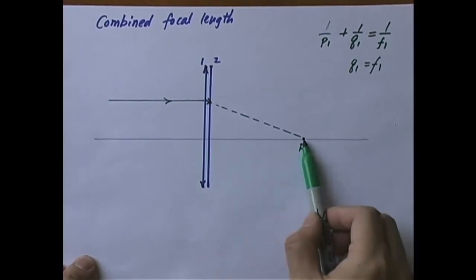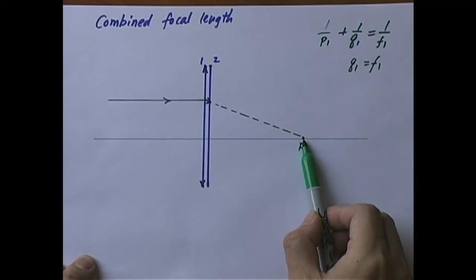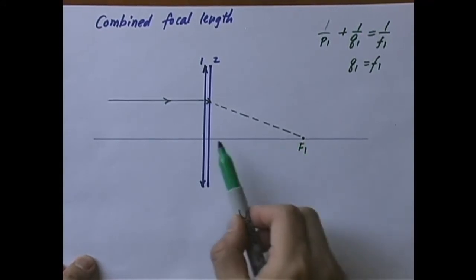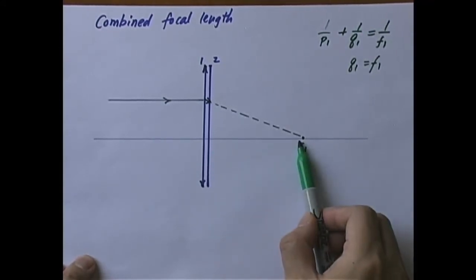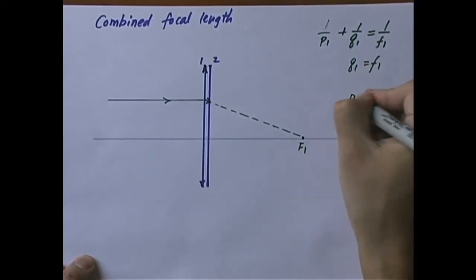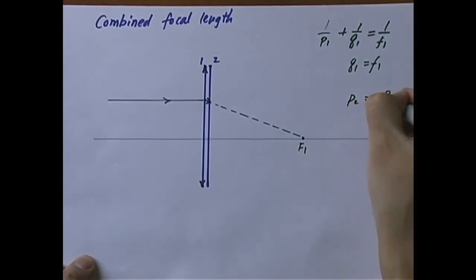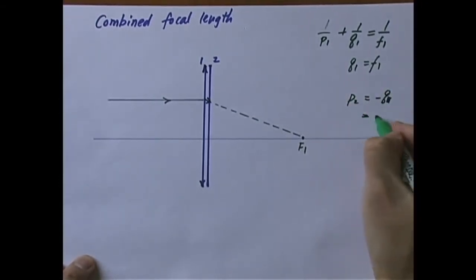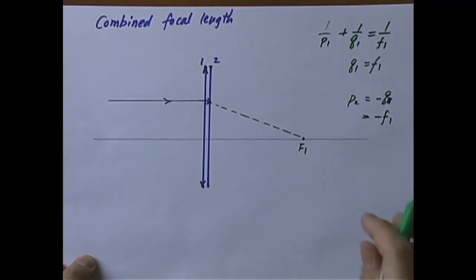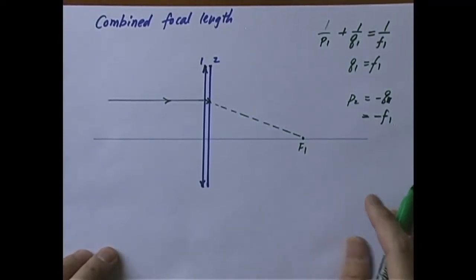So therefore, this distance would carry the location of a virtual object. A virtual object. So, using this image formed by the first lens as the object for the second lens, this distance would be a negative value for P2. P2 is negative because it's a virtual object. Therefore, we say P2 is equal to negative Q1, which is negative F1. Now let's apply the equation for the second lens in order to find its image, which is the final image.